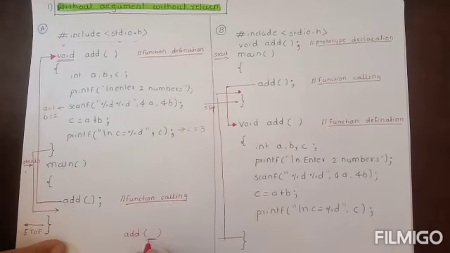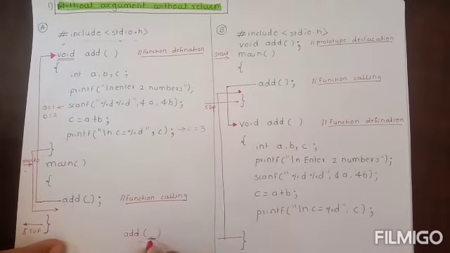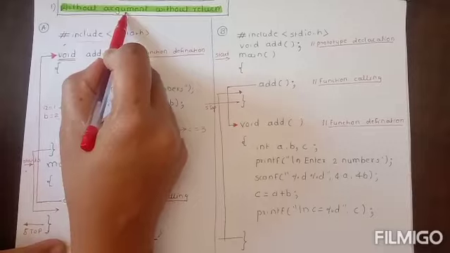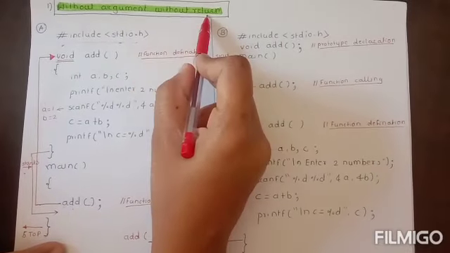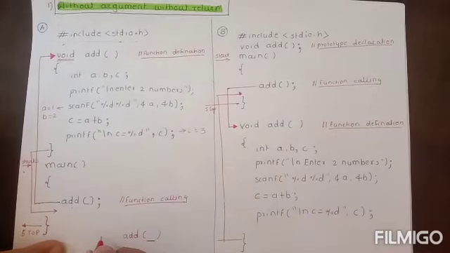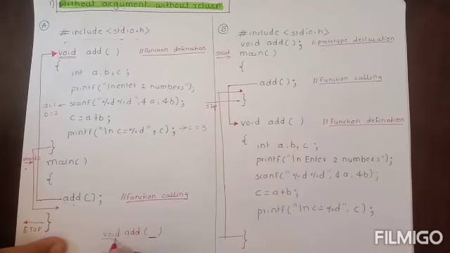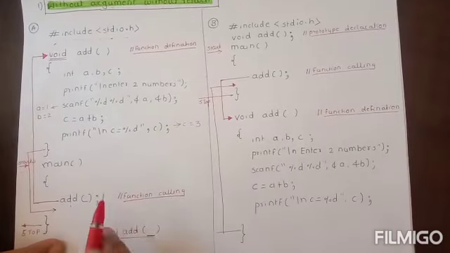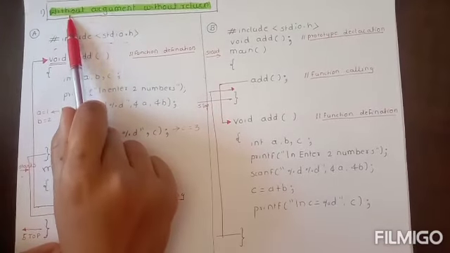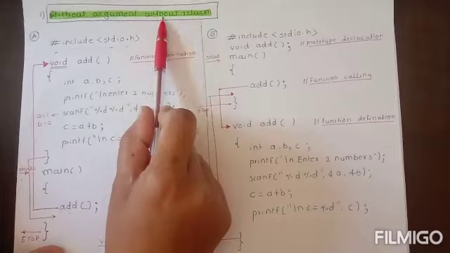So that's why this is without argument and without return. For this, we just add a return data type as void. And that's why this category is called without argument, without return.